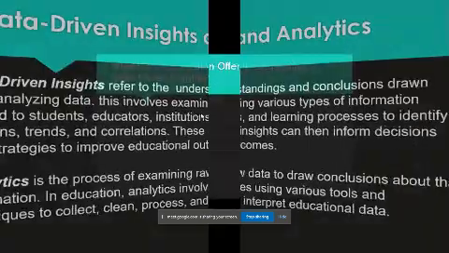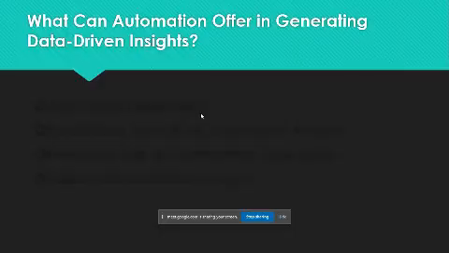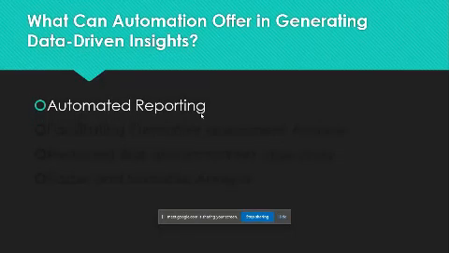Okay, so I'm taking it from what automation can offer in generating data-driven insights. Now, with this, we have automated reporting. When we talk of automated reporting, we are talking about visualization and automation tools that can generate reports and visualize data in accessible form. For example, using charts, graphs, and dashboards, making it easier for educators and stakeholders to understand key findings and trends. Please, we can move to the next.